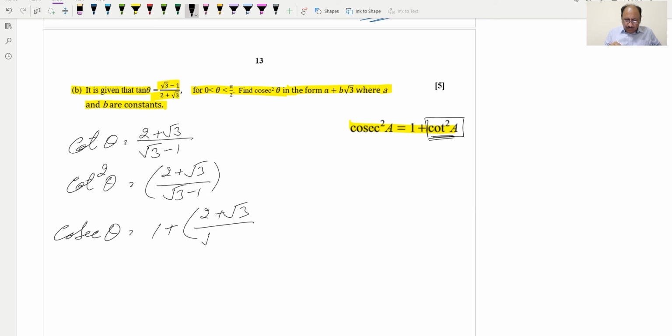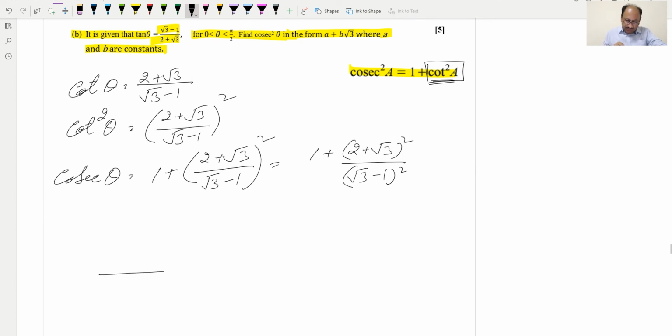over root 3 minus 1. Now further we can simplify. This will be squared basically. This will be squared, and now we have to simplify. We can rewrite it as 1 plus (2 plus root 3) squared over (root 3 minus 1) squared, separately we can rewrite.